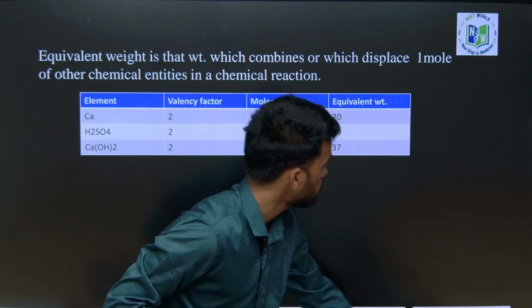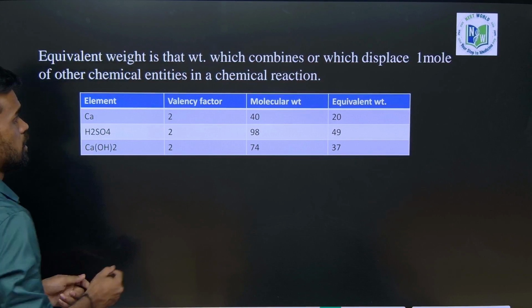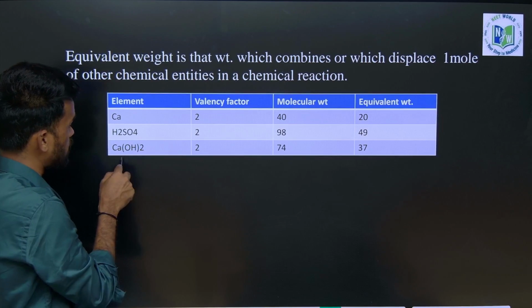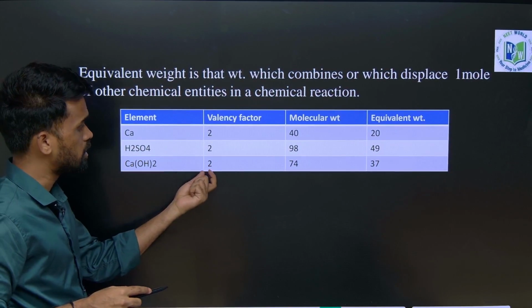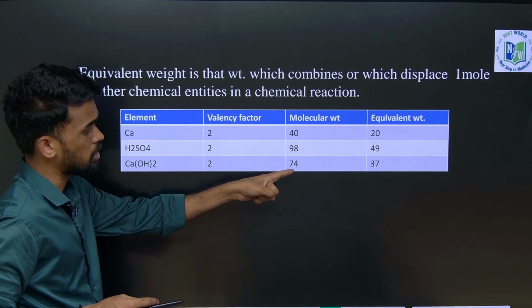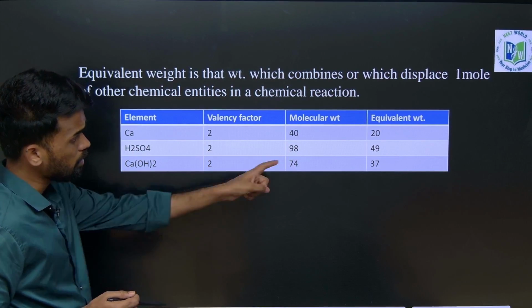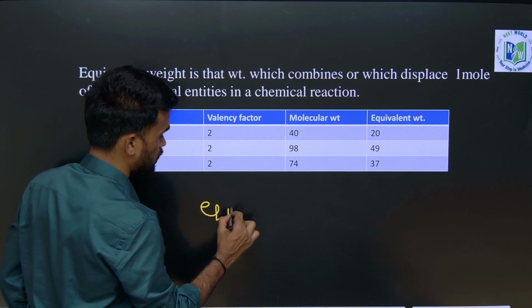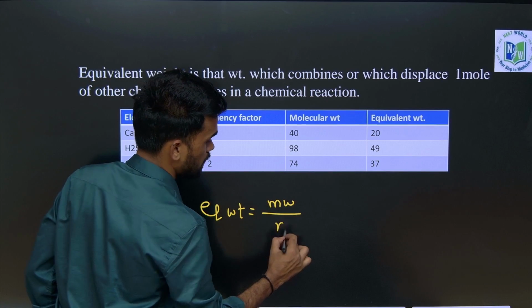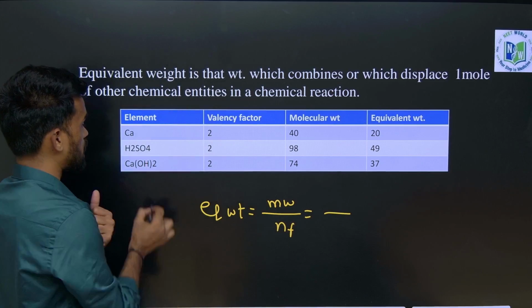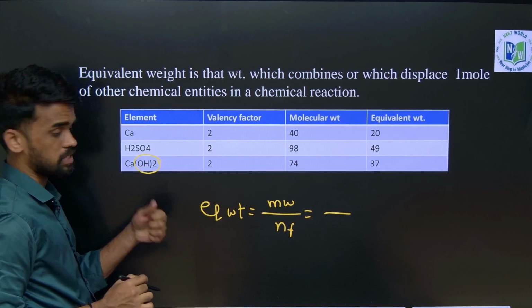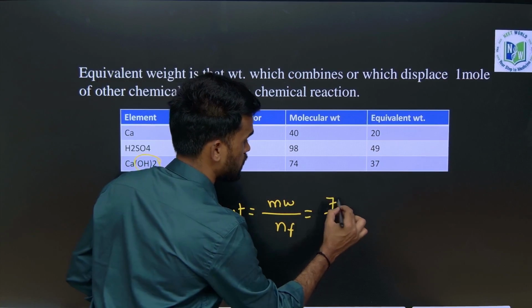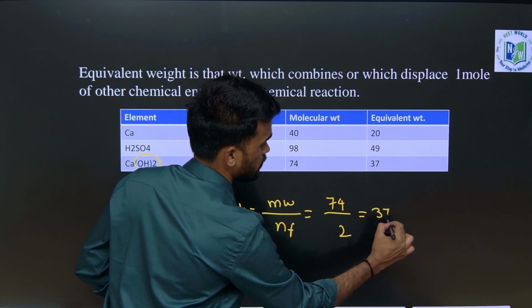So now this is what we have seen. What is the valency factor for bases? I told you, the number of OH minus ions released. From Ca(OH)2, how many OH minus ions will be released? 2. Therefore its valency factor will be 2 and molecular weight is 74. What is the relation between equivalent weight and molecular weight? Equivalent weight equals molecular weight by its N factor. So that releases 2, and the molecular weight of Ca(OH)2 is 74. This gives us 37. This is how we did it.